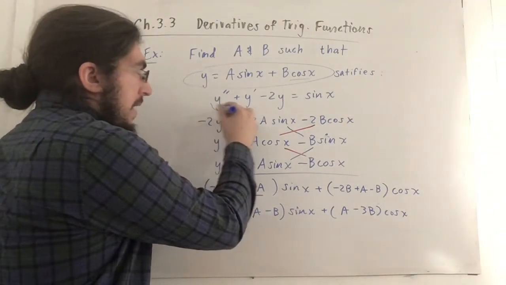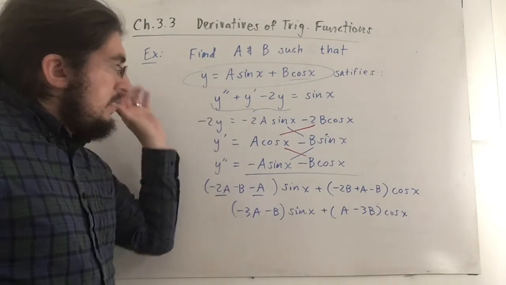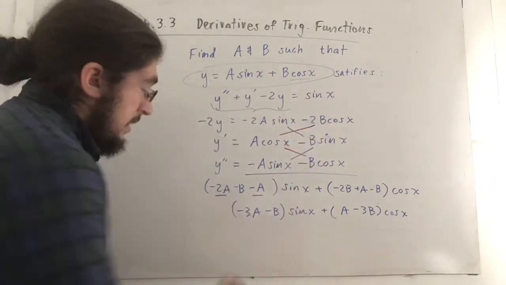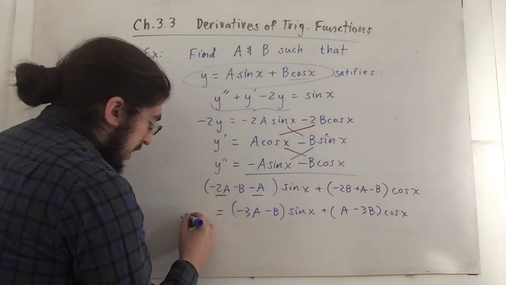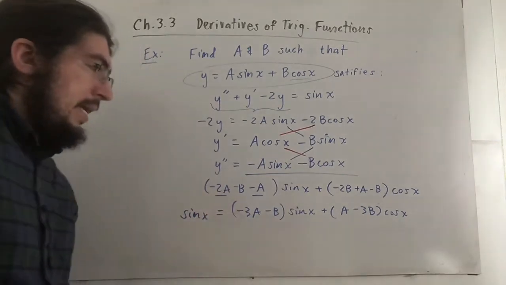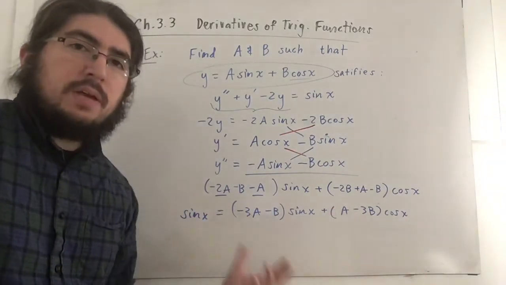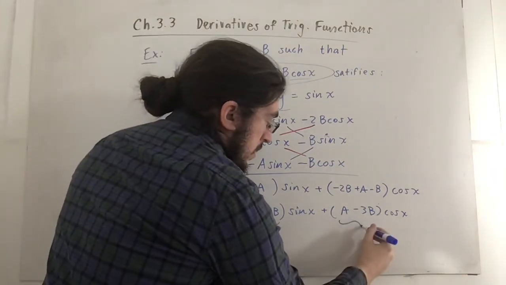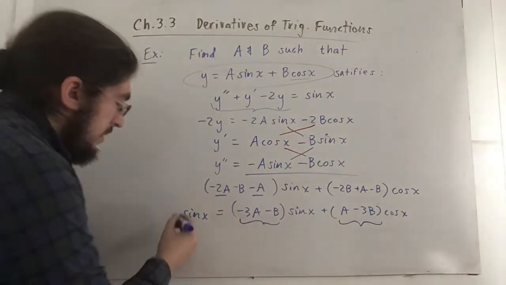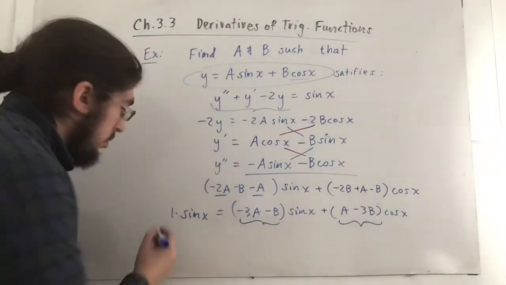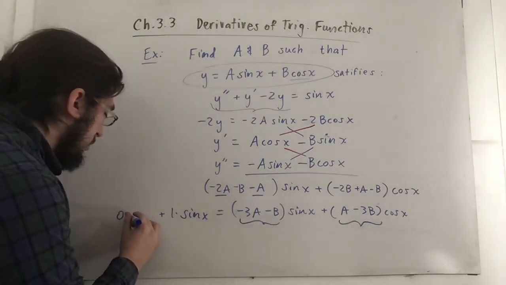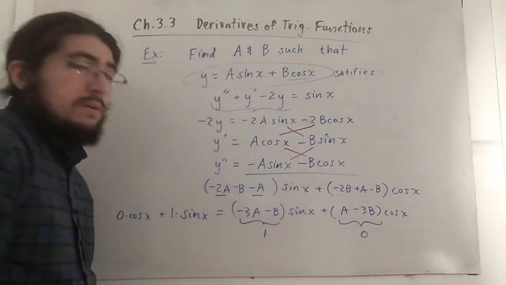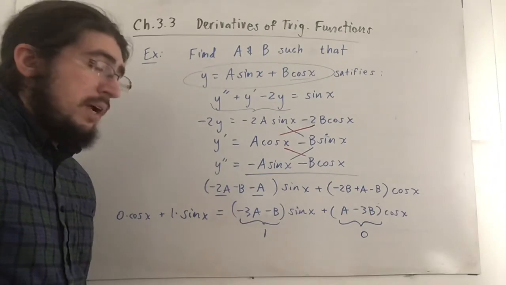Well, on the left, what we've constructed is this. And since y double prime plus y prime minus 2y is equal to sine of x, this whole thing here must be equal to sine of x. And what must these coefficients end up being? Well, actually, they must be the following. Notice this is 1 times sine of x. There are no cosines, so if you wanted to, you could write this as plus 0 times cosine of x. Meaning, this is going to be 1, and this is going to be 0. So now we'll just solve a system of equations to actually find out what a and b are.